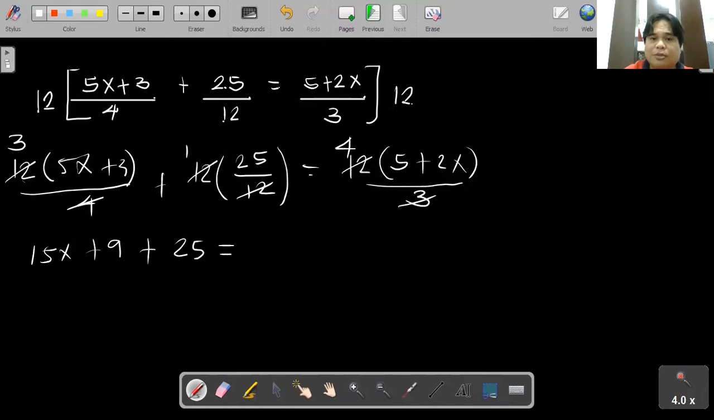okay, distribute the 4 now. 4 times 5, that becomes 20. Then plus 4 and 2x, that becomes 8x. Okay, so from the left side of the equation, you can see 2 constants already, so you can already combine them. So you will now have 15x plus 9 and 25, you'll get 34.